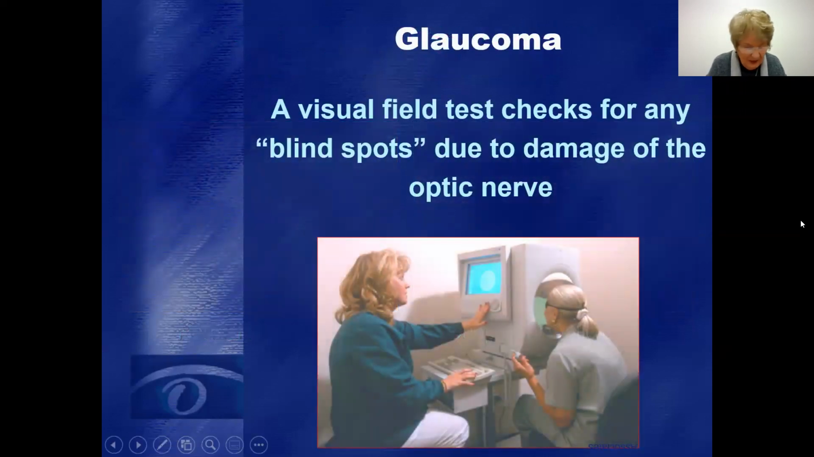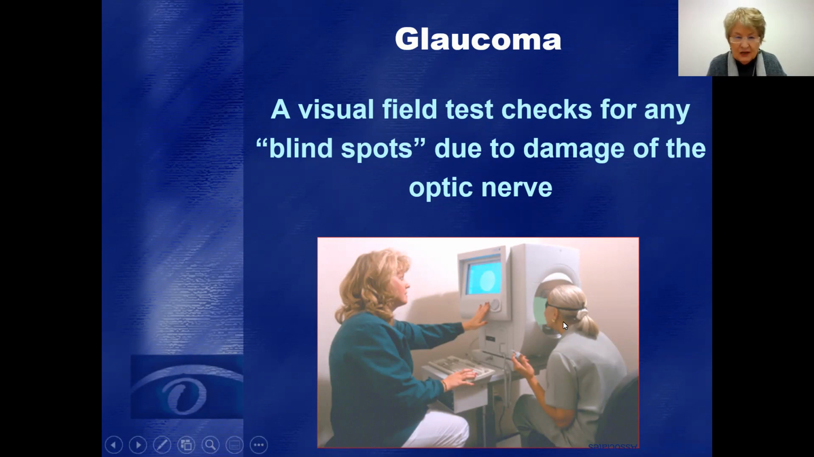So how do we test when you come into the office? Well, we test your pressure with the blue light, with the tonometer. One of the things that we could do is a visual field test, to test for any blind spot due to damage to the optic nerve. Now, in the real world, we have an overlapping field of vision between the two eyes. So basically, a patient could be walking around with a visual field defect in one eye and not be aware of it because of our overlapping field of vision.